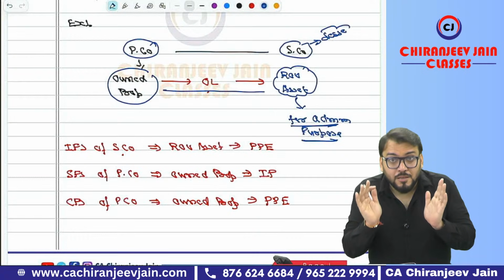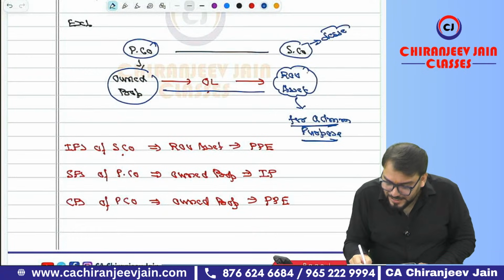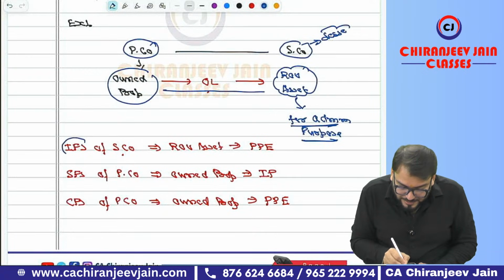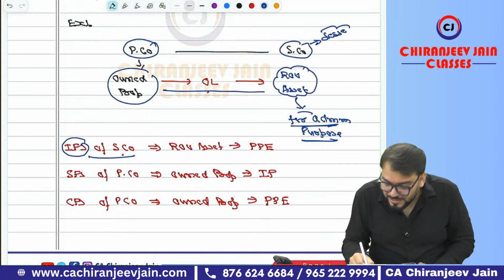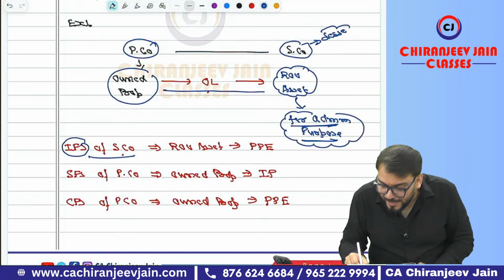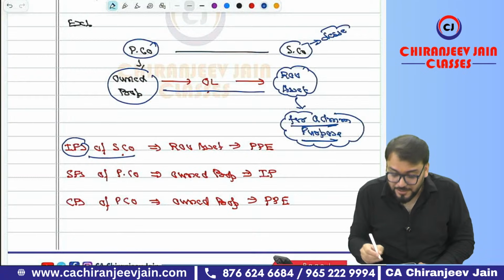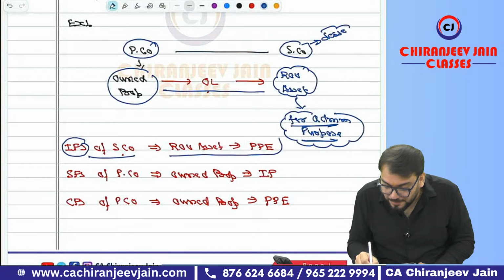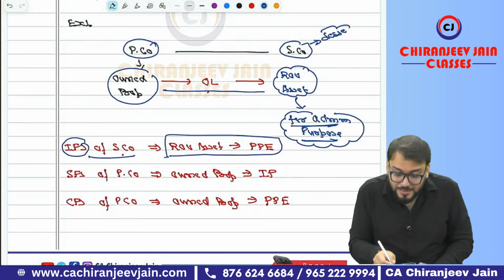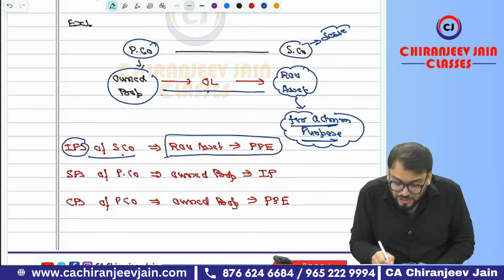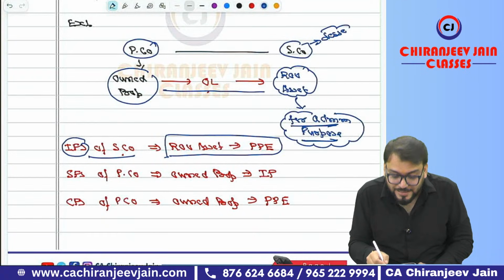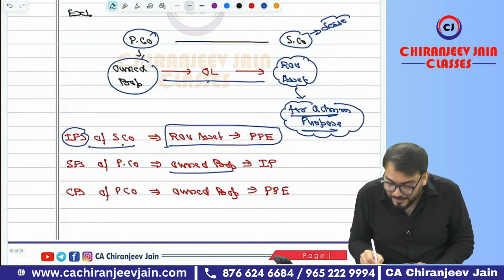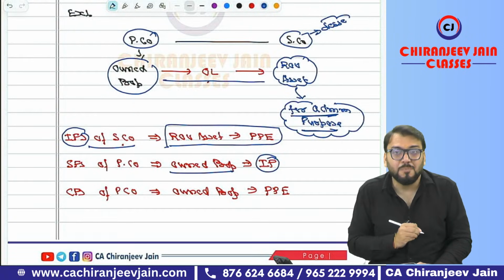Understood? Yes, sir. So can I say in case of individual financial statement of subsidiary company, because it is used for admin purpose, ROU asset will be classified as PP. In case of parent company, because it is given on operating lease means for rental income, therefore the owned property will be classified as investment property in the separate financial statement of parent company.